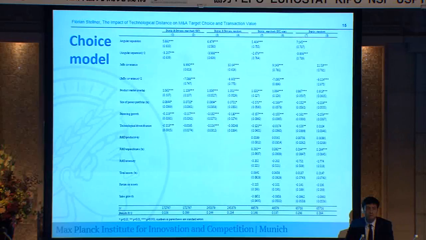Okay. So the choice model, there are quite a few regressions, obviously. There are four data sets and the two measures. Essentially, I include a linear term and a square term in these models, as is usually done, to test for a nonlinear effect. What I get here is that the linear term is positive and highly significant, and the square term is negative and highly significant, independent of which measure I use and which data set I use.